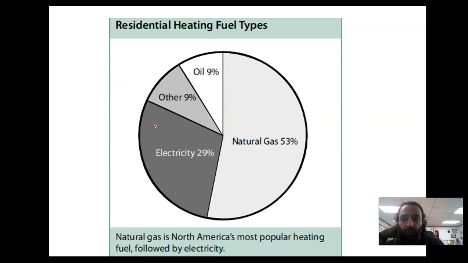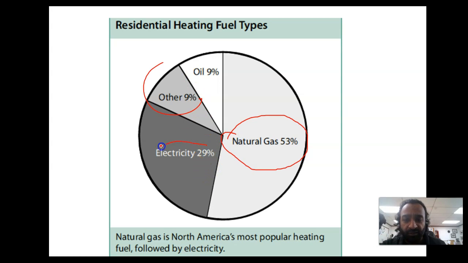So talking about fuel, what do we use? Again, this is from the book and this is almost 10 years old. So probably things have changed a lot. So gas heat is very common. So gas is very common in the Northeast.